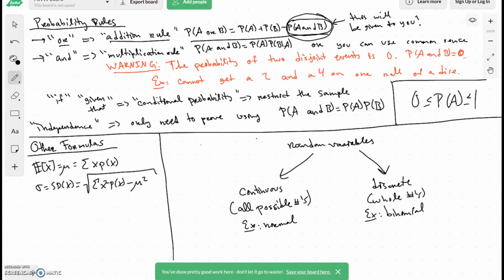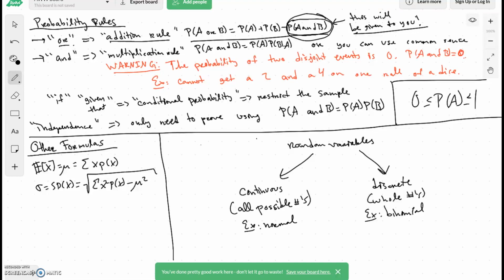So whenever I have a problem that says the word or, just go under the assumption that I already gave you A, B, and the probability of A and B. So this is already given to you. You don't need to calculate it. Do not use the multiplication rule because that's the wrong thing to do. Okay, so that's for or. Just add and then subtract the intersection.